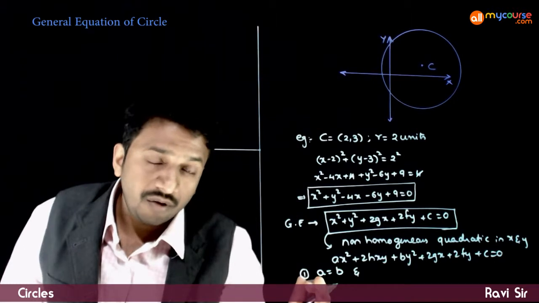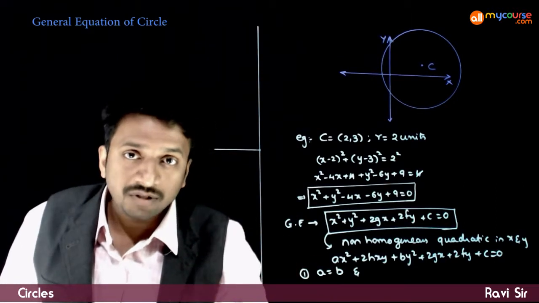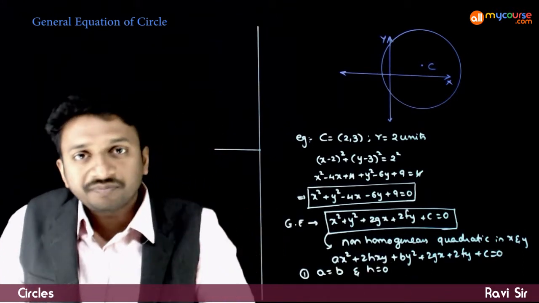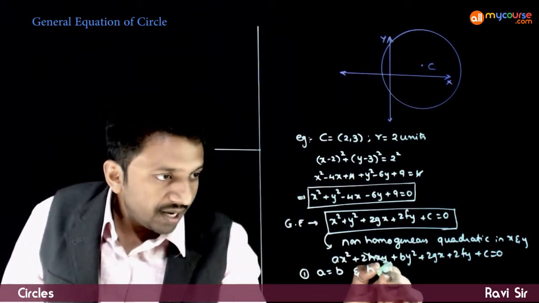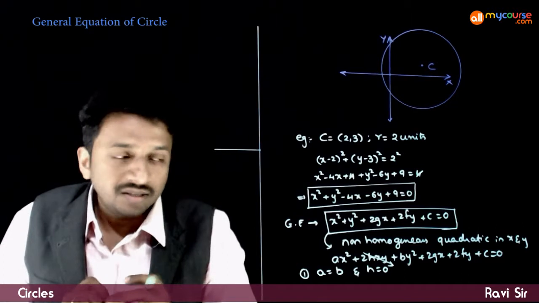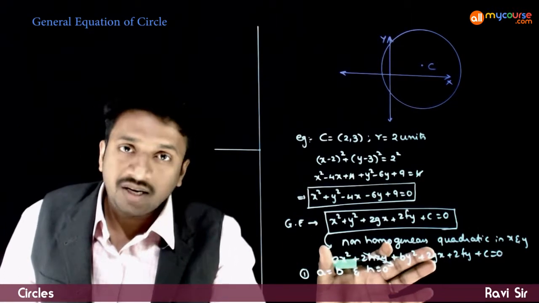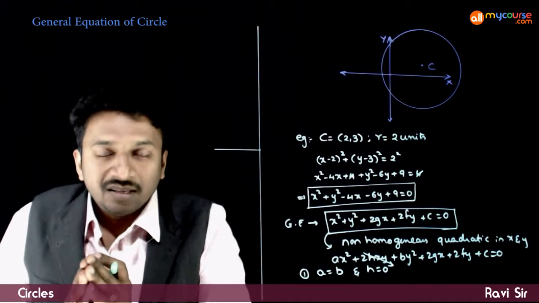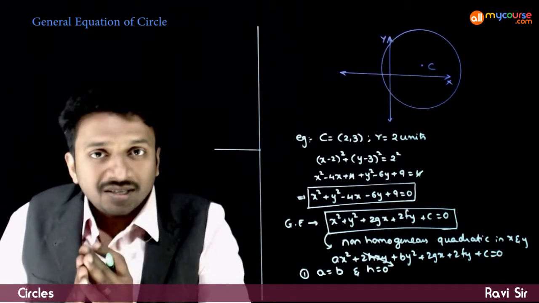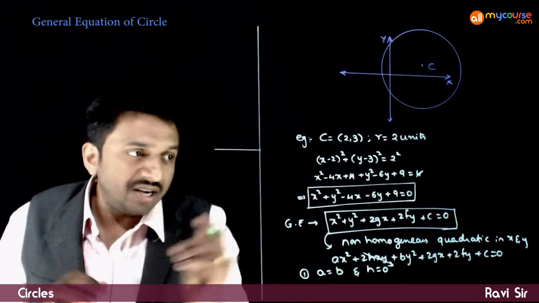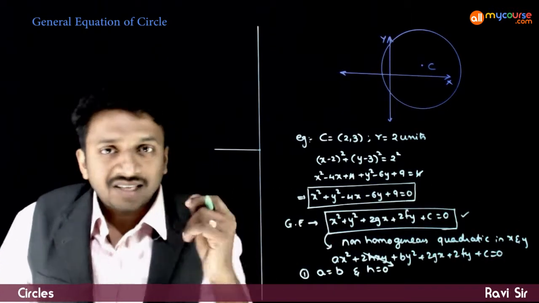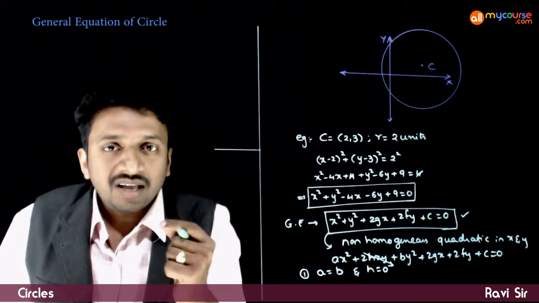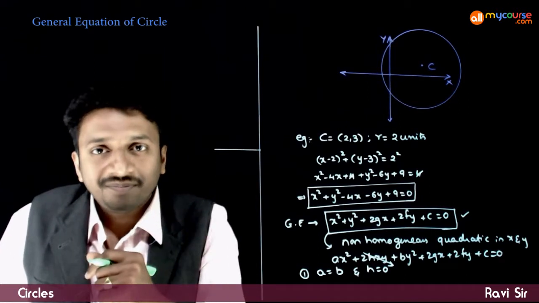So the coefficient of x² has to be equal to the coefficient of y² and h has to be equal to 0. So these are the two conditions which ensure that a general quadratic in x and y represents a circle. Now, what you need to understand is, if a general equation of a circle is given, can you find the center of the circle and the radius of the circle?